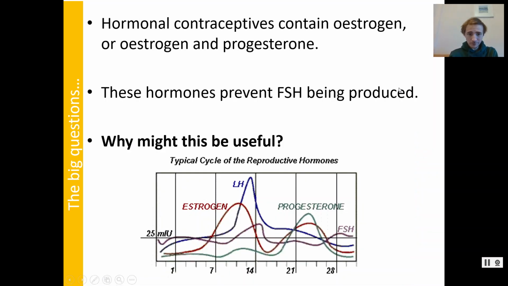So, that's pretty much what I've just said. And you should have got those notes down last time anyway, that we know that FSH is not released if you have estrogen and progesterone. And why might this be useful? Hopefully everybody, we just talked about it, would know that that's going to be because it prevents the egg being released.